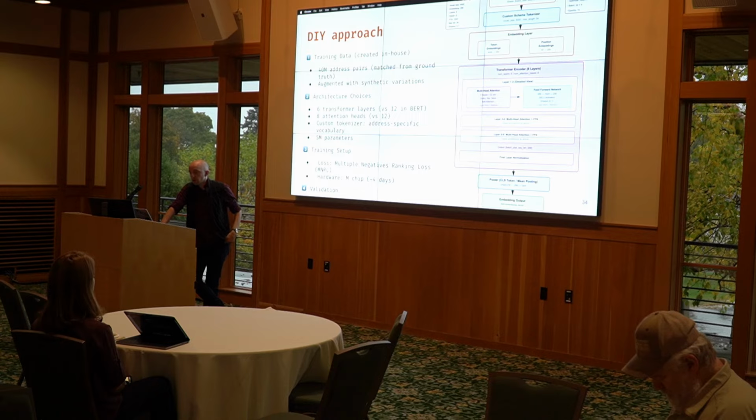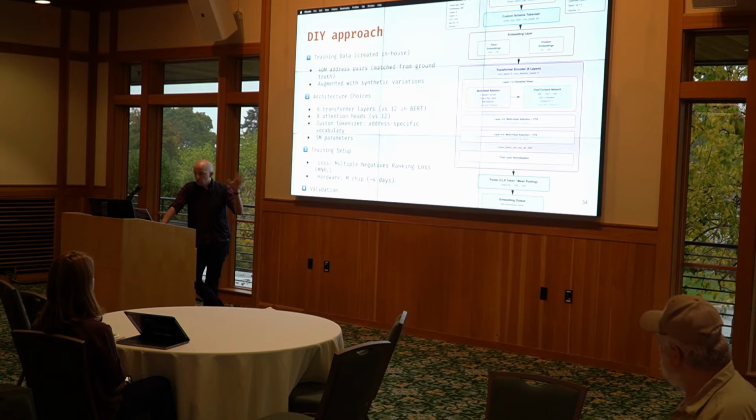So we're starting with 40 million pairs that are taken from outside of the validation that we're working with. And we're also augmenting the data with some synthetic variations. As far as the architecture, we're basically going from 23 million parameters to 5 million. So again, cutting by 75%.